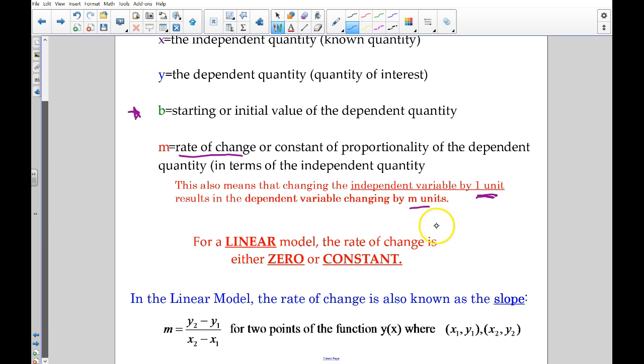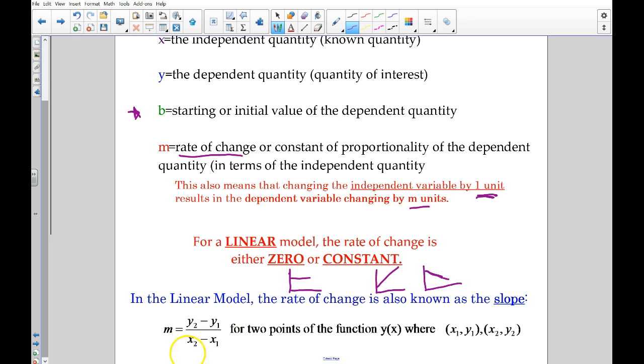Particularly if we're working in a linear model, the rate of change should either be 0 or constant. If the rate of change is 0, your model graphically is going to look like a flat line, something like that. If it's constant, the line graphically might be going up, or it might be going down. It's going to either rise or fall, and it's going to change at the same rate between any two values.